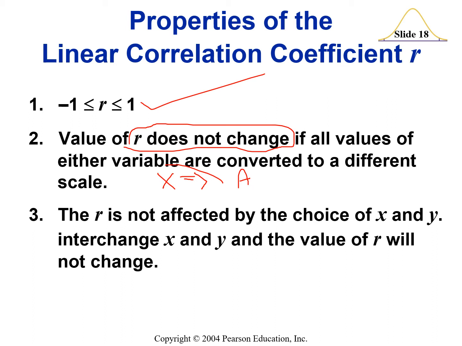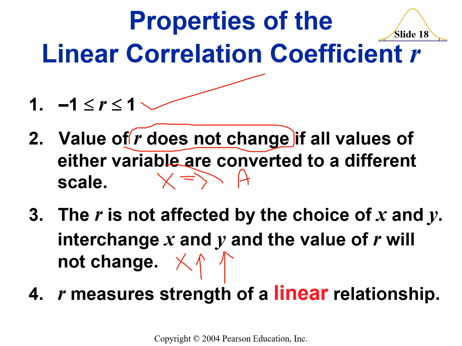Interchange x and y and the value of R will not change. In calculation, if we use the values of x instead of the values of y in the equation, or vice versa, small r will not change. That means it doesn't matter which one of x and y is the horizontal or vertical axis.